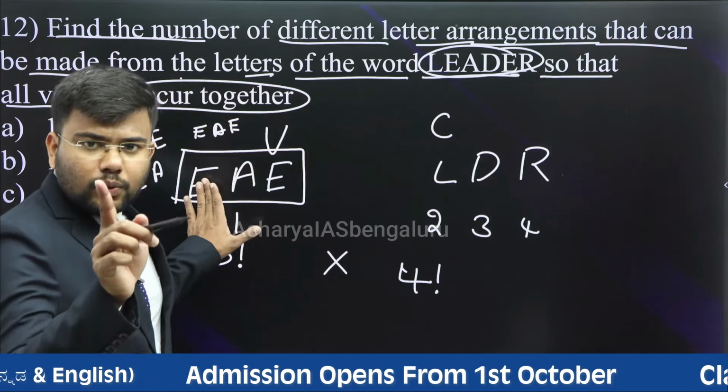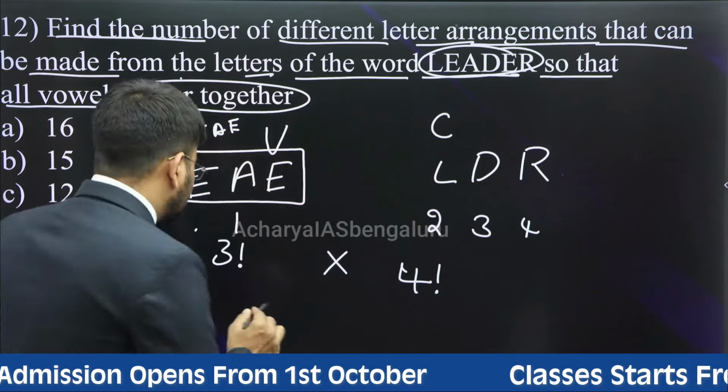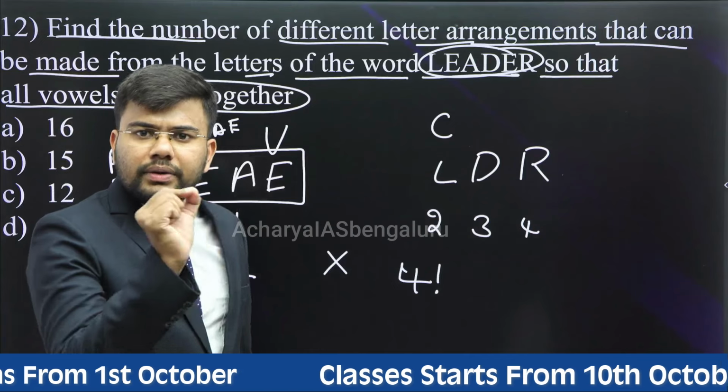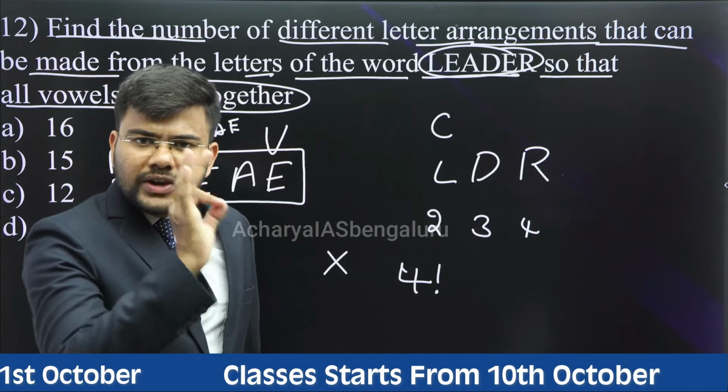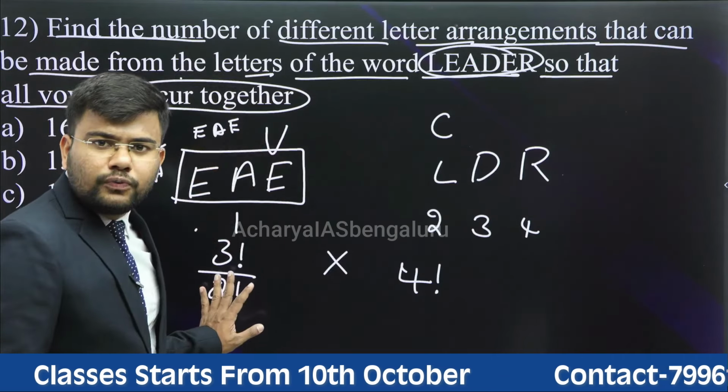But what I have told? Letters repeated. Here, letters are repeated. How many letters? 2 letters. Hence, divided by 2 factorial. Sir, 4 factorial divided by 3 factorial is 4. Sir, 5 factorial divided by 4 factorial is 5. Hence, 3 factorial divided by 2 factorial is 3 itself.